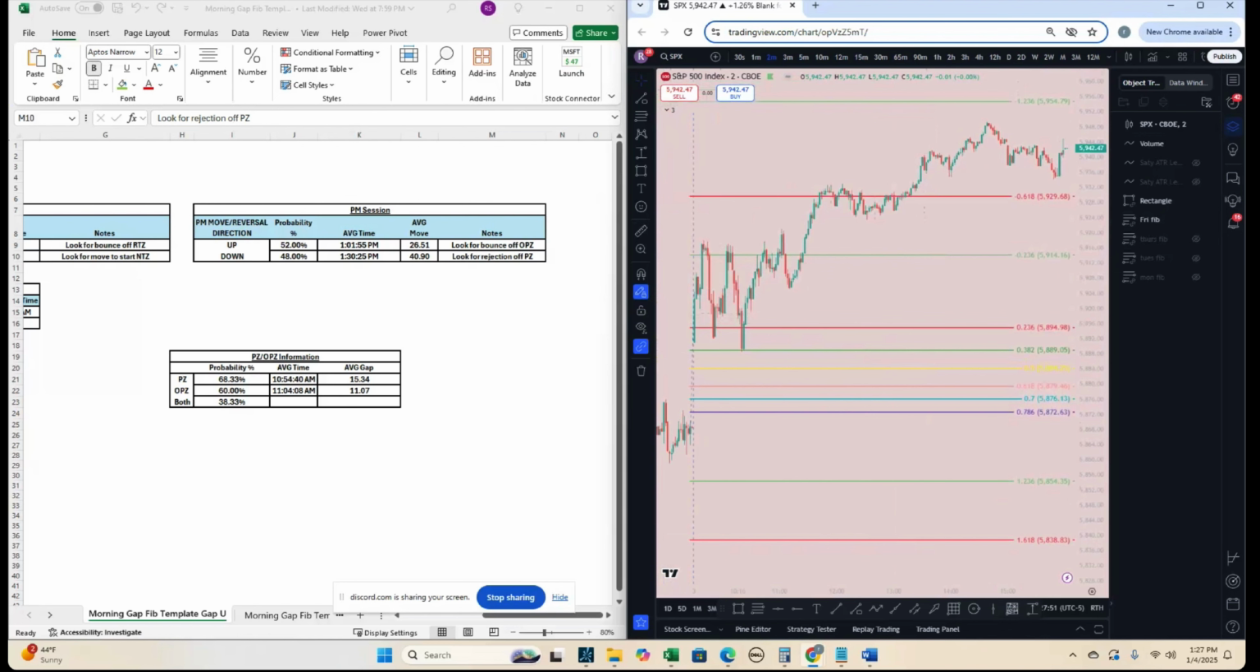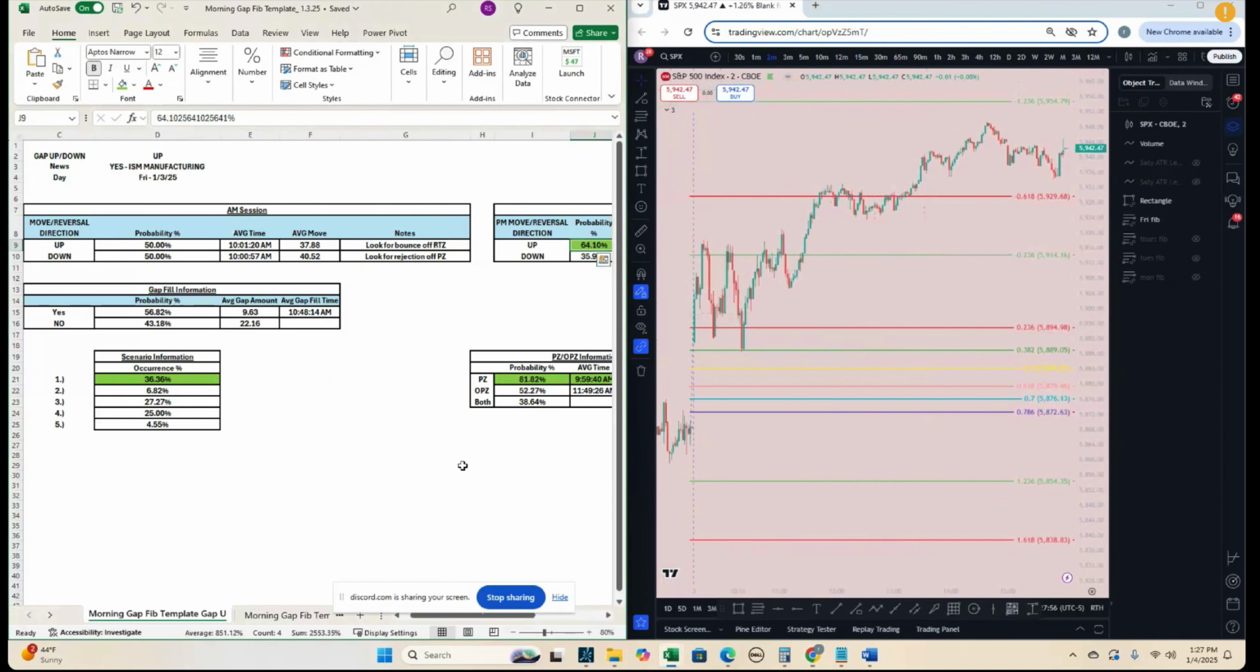So all right, we got Friday. What did Friday give us? Friday was a gap up, 50-50, right? So if we go up, we're taking up RTZ. Boom. 10:01, I'm starting to look for my trades. 10:02, boom. Now you could have taken this down from the rejection here, right? But the issue is on a Friday in which we gap up, not a very high gap fill rate, right? I don't know if I'm taking that, especially with PZ being 81%, right?